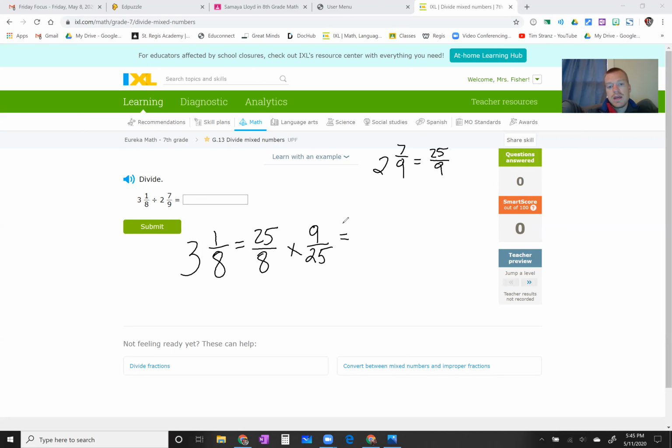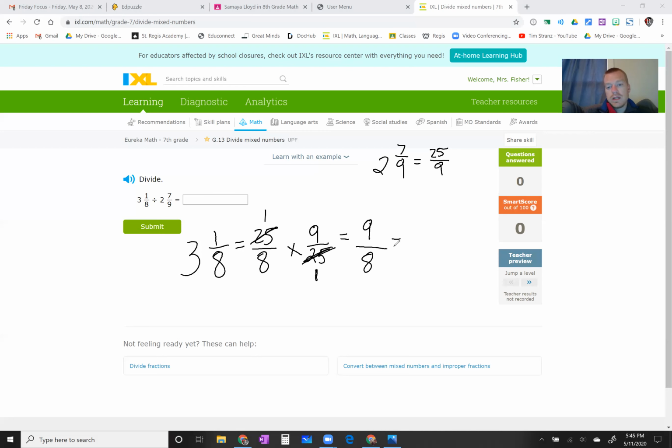Okay. Now remember, you can cross cancel. You can only cancel if they're diagonal though. So we see right here that 25 goes into itself one time. 25 goes into itself one time. 9 and 8 do not go into each other, so you can't do anything with those. So now you just multiply from left to right. 1 times 9 is 9. 8 times 1 is 8, and there is your answer.